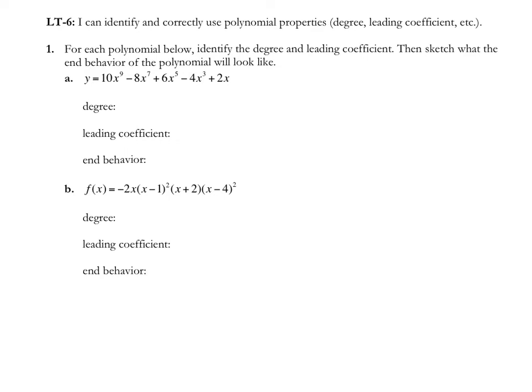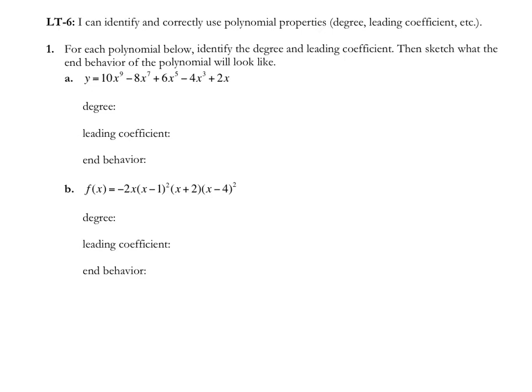Learning target 6 says I can identify and correctly use polynomial properties such as degree, leading coefficient, etc. So there are a couple of problems here. The first couple of problems, I give you a polynomial equation, and I'm going to ask you to, from that polynomial equation, identify the degree and the leading coefficient, and use that to figure out what the end behavior looks like. For the second one, we're going to look a little bit more at x-intercepts and multiplicities, and use that information to figure out what the polynomial will look like near those x-intercepts.